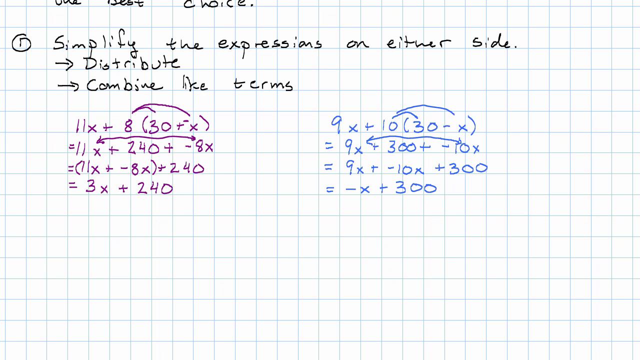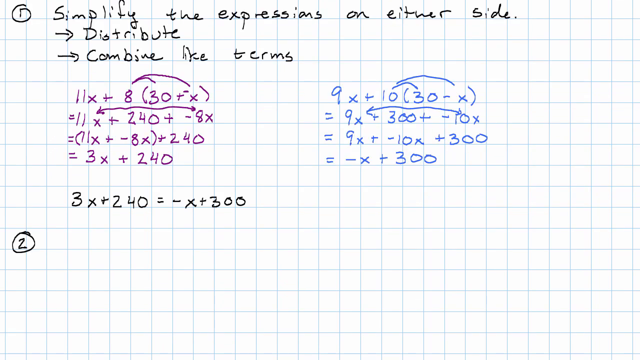My equation is now 3x plus 240 equals negative x plus 300. Notice this now looks like my previous equation with two variables in it. So now that I've simplified everything, I can just go ahead and solve the way I have previously.